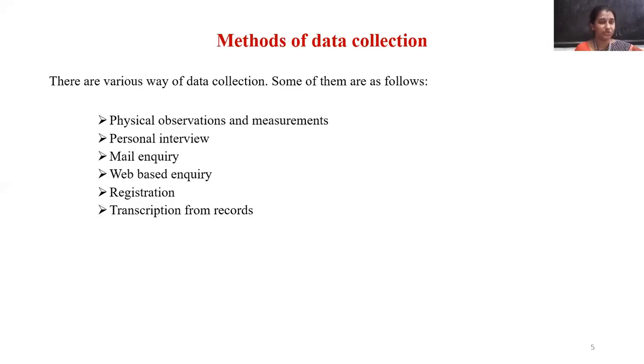And the next one is registration. Registration-based data is primary data. And the next one is transaction from records. We are collecting information from the previous records. That is called a transaction of records. Okay, these are some important methods we are using in a sample survey.